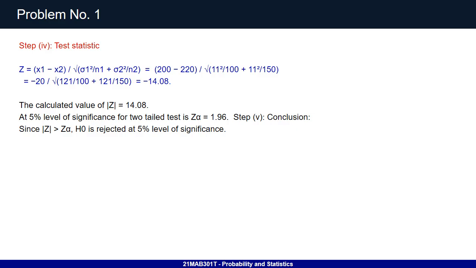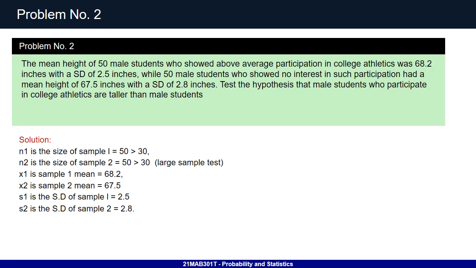So there is a highly significant difference between the mean yields of two samples. The difference in rice production between the two groups of the fields is statistically significant. So this is going to be the conclusion of this problem. Next, we move on to the next problem.